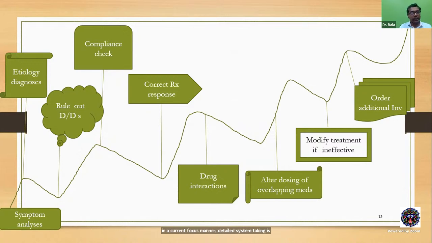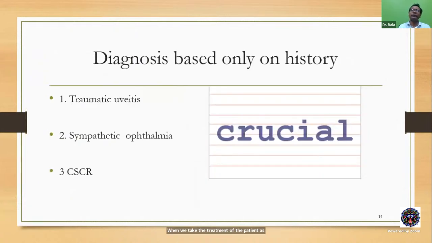So starting from symptom analysis, proceeding to the correct possible treatment care, history taking has a very, very important role in all these domains when we take the treatment of the patient as a whole. So, diagnosis based only on history: as we know, sympathetic ophthalmia and VKH are overlapping conditions except for the history of trauma. All the disease-defining symptoms or signs can be there in both diseases except for the history of trauma. Similarly, traumatic uveitis can have overlapping presentation with uveitic conditions and endophthalmitis. So the diseases could be in evolution. What is considered endophthalmitis can initially start as uveitis. We need to pay special attention and focus our treatment care based on the specific issues.